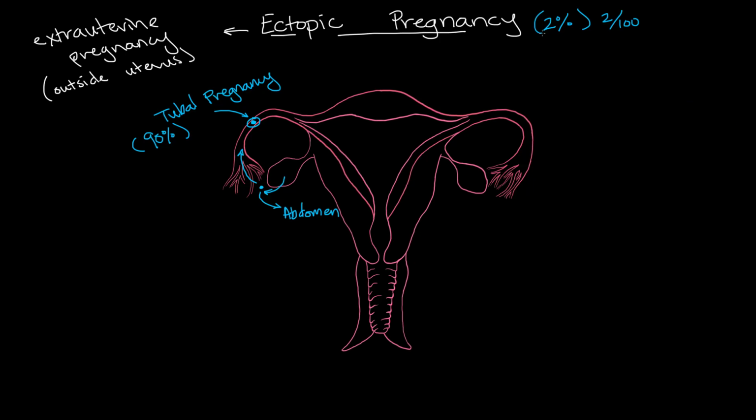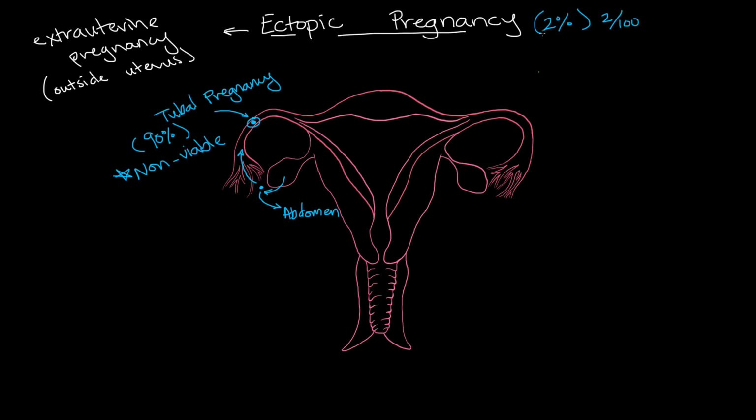And to be clear, these pregnancies are non-viable. The baby will not survive an ectopic pregnancy. The baby cannot grow inside the tube. It can't grow inside the abdomen. The baby will not survive. It has to be dealt with some other way. So the goal with dealing with ectopic pregnancies is to keep the mother alive.